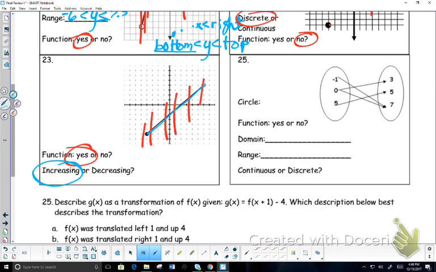This one right here, function, yes or no? This 0 repeats, which means it's not a function. Okay? And that's what you're looking for in a mapping.